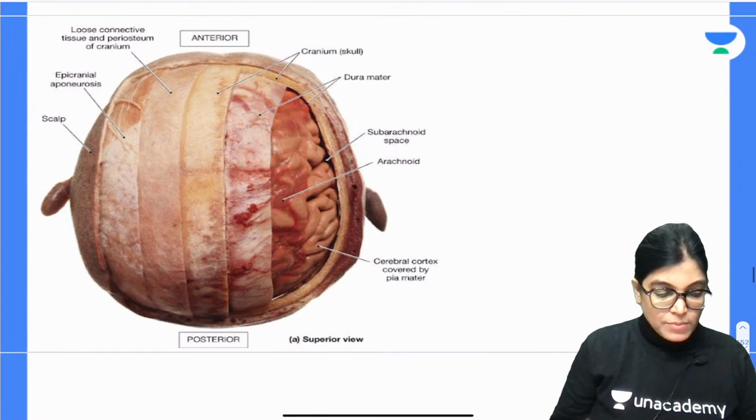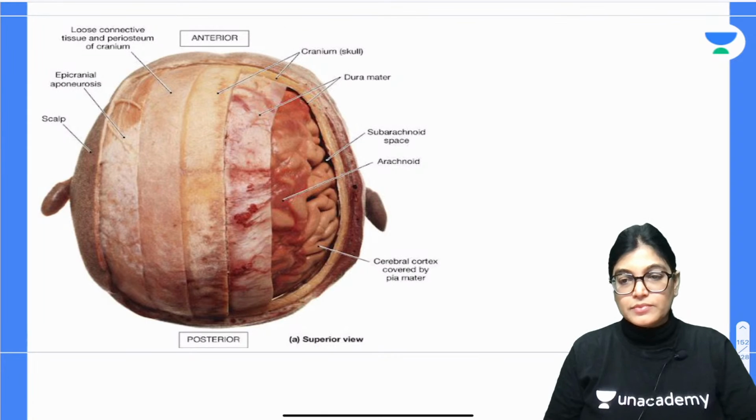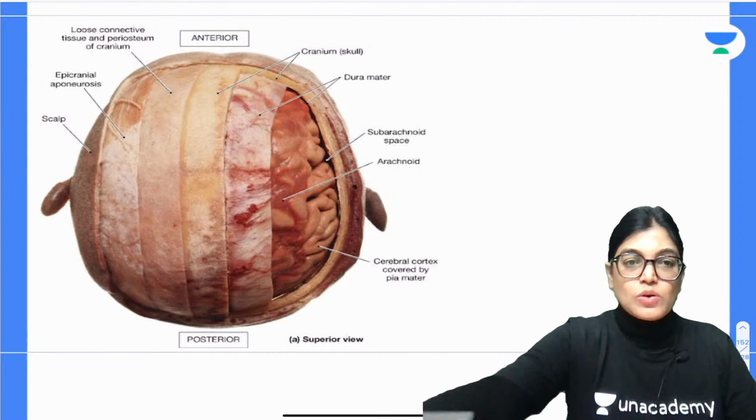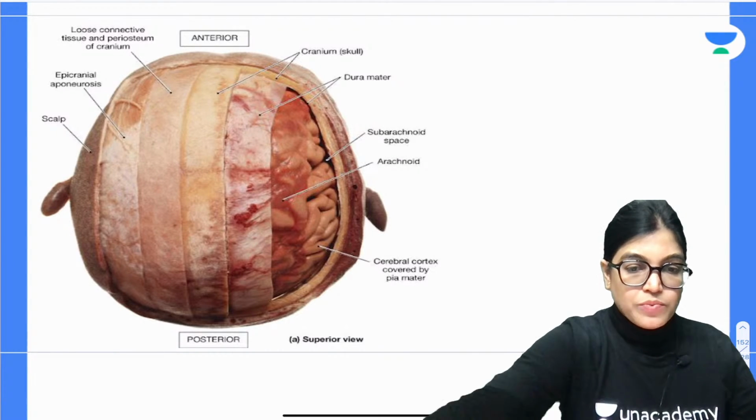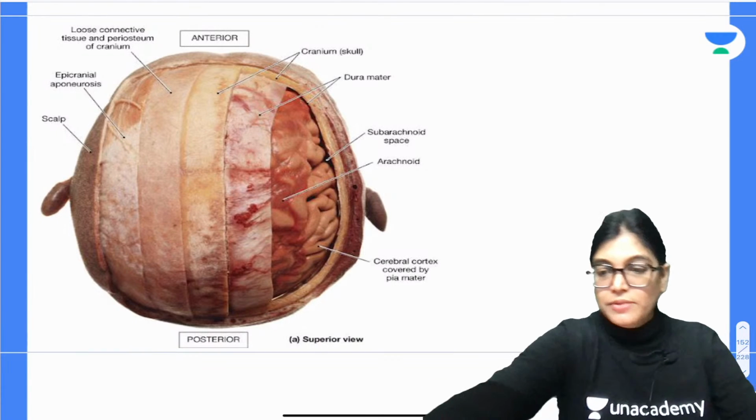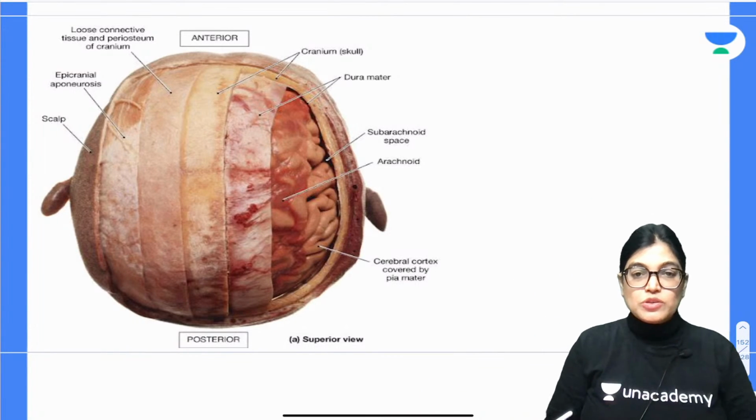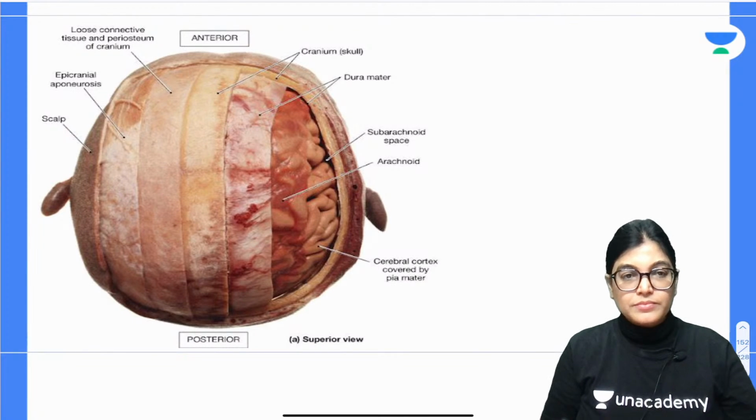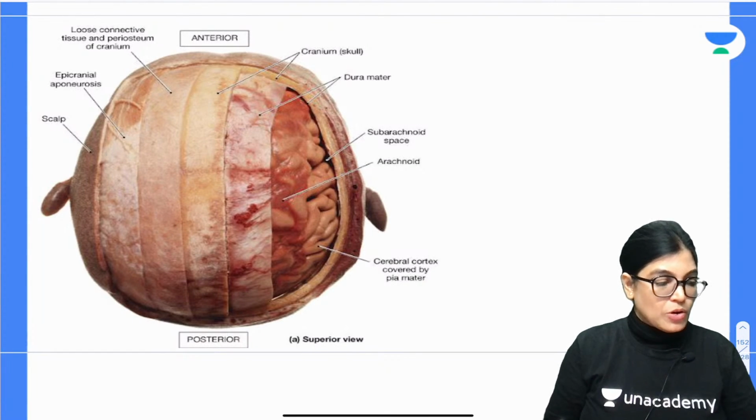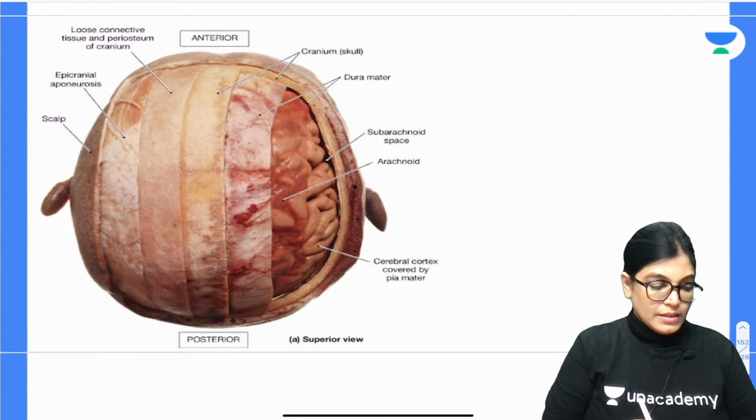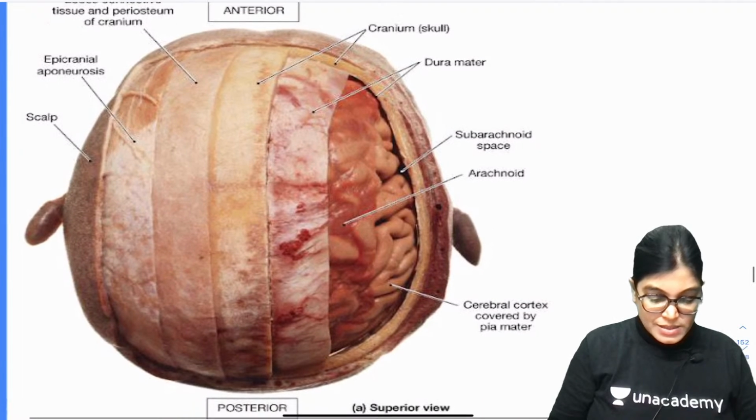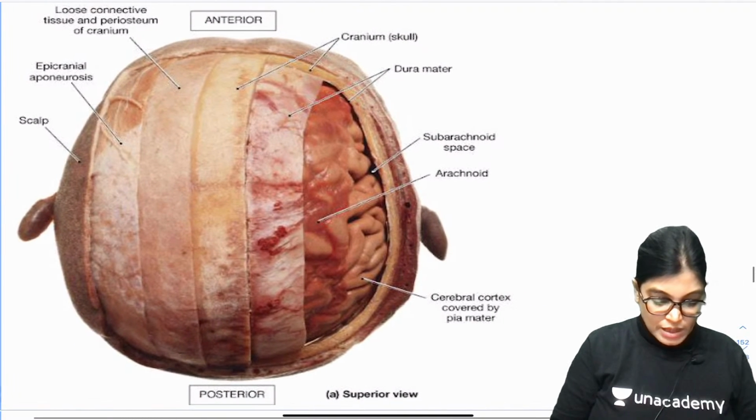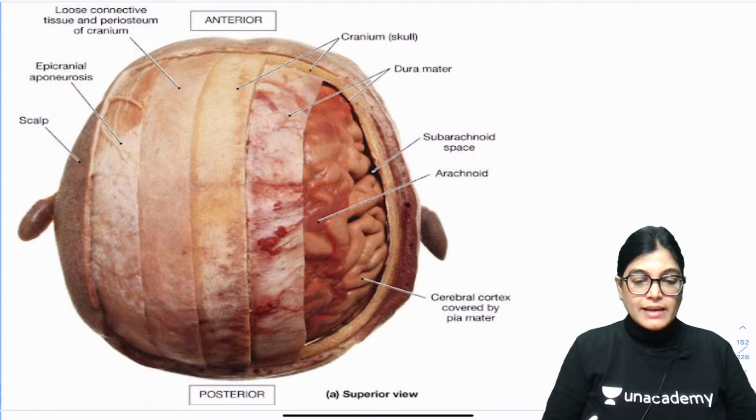Now, we should clearly know about the dural folds. In this image, I would like to tell you about the dural folds. Let me enlarge this diagram first. Let me enlarge this cadaveric image so that you can understand the dural folds now.